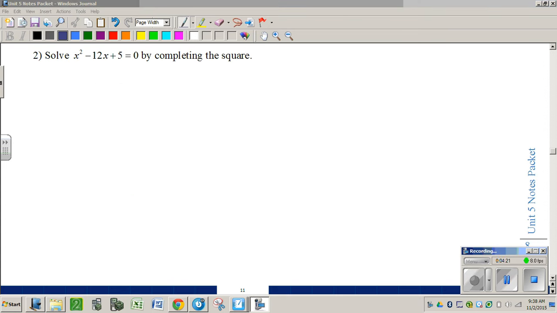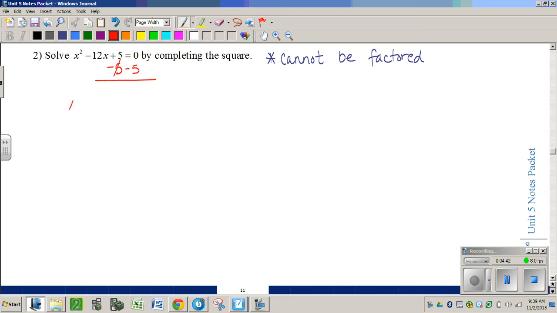If you'll notice, number 2 cannot be factored. So as hard as you may want to try, this cannot be factored. So not every quadratic expression or equation can be factored, and that would lead us to finding an alternate way to solving. So in this case, I'm going to subtract 5 from both sides. I'm going to set up for completing the square.